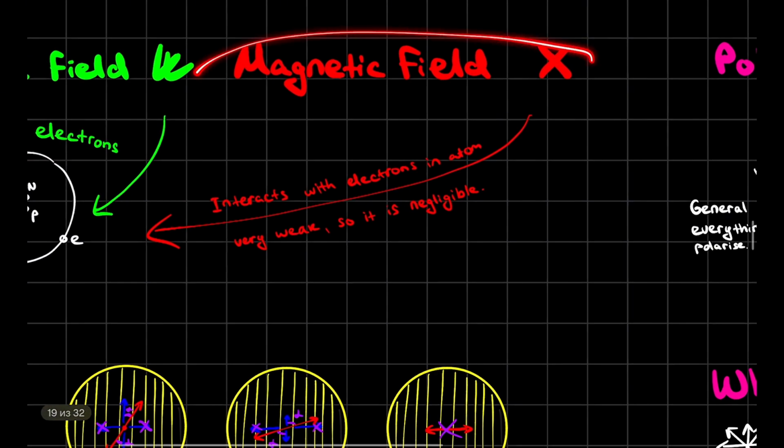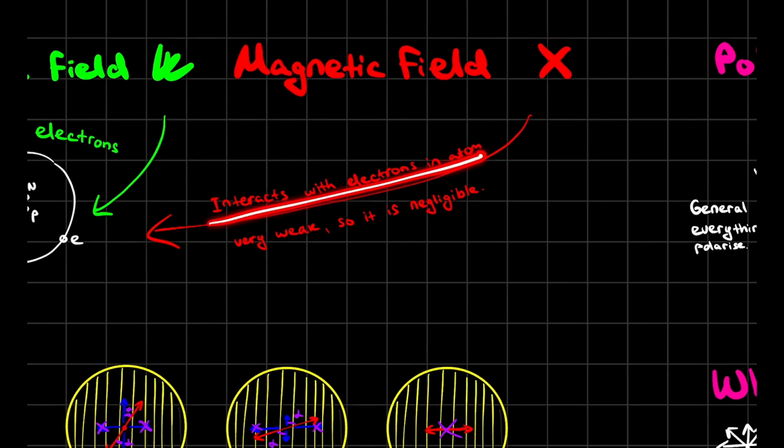What about the magnetic field? What is the problem with the magnetic field? Well, the magnetic field interacts with electrons in atoms very weakly. It interacts, it is not zero interaction, but it is very weak, so it is negligible compared to the electric field.